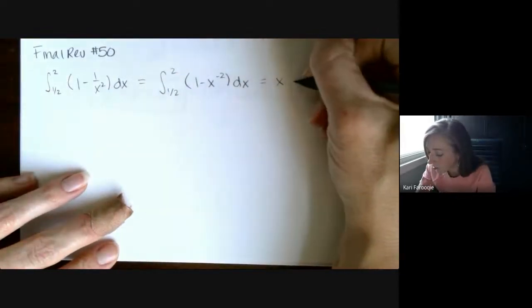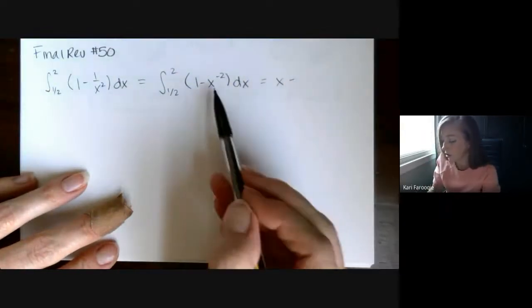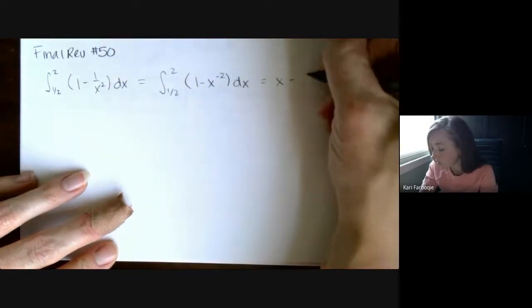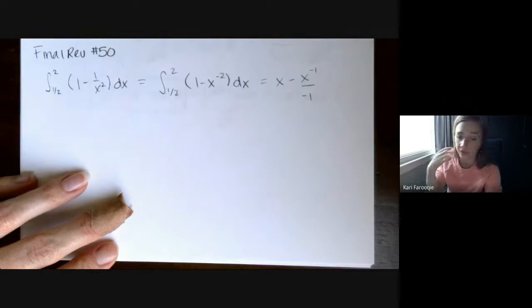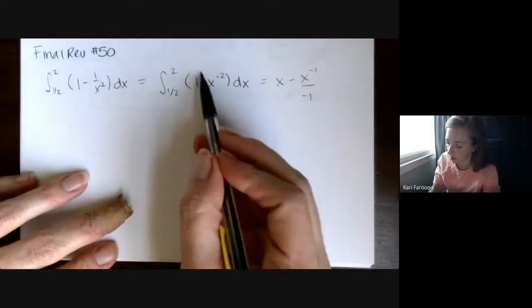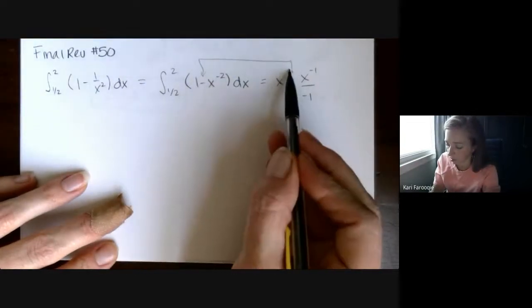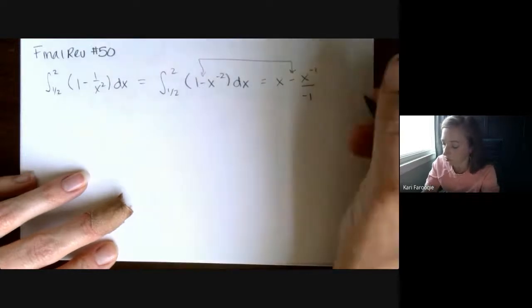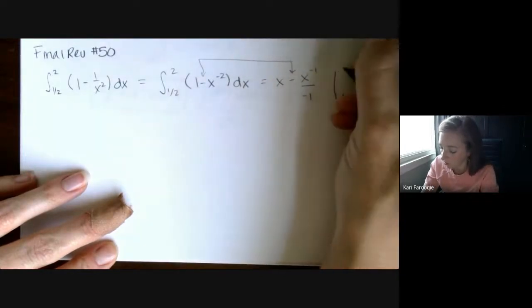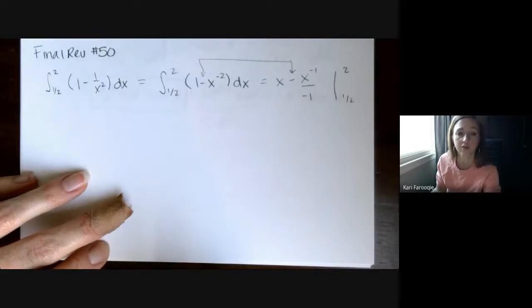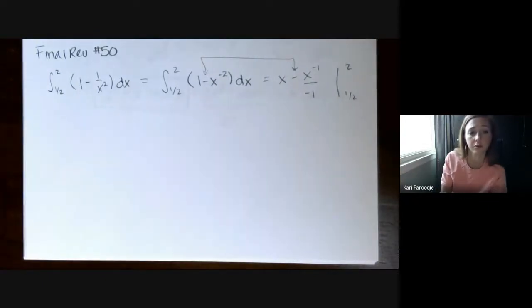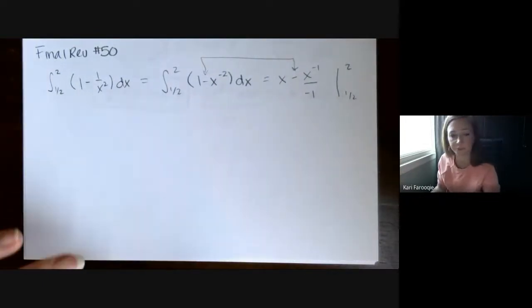So for the first term, we're going to get x. And for the second term, we're going to increase the power by 1, which gets us to x to the negative 1. And then we'll divide by the new power. But I kept this minus sign there. And then when we divide by the negative, we'll end up switching that. And since we did not use a u substitution, everything is still written in terms of x. We're going to keep those original limits on it.